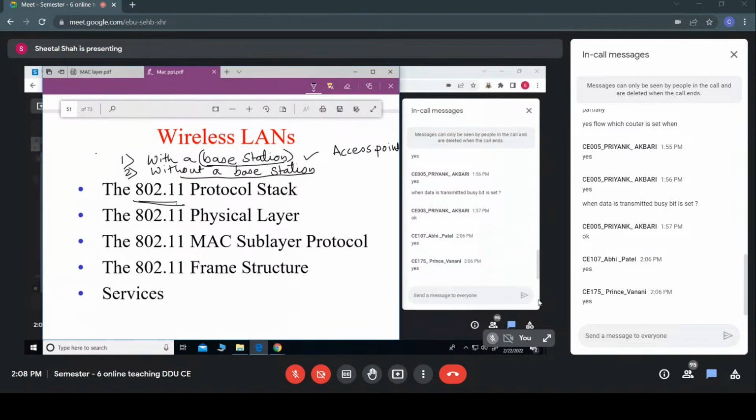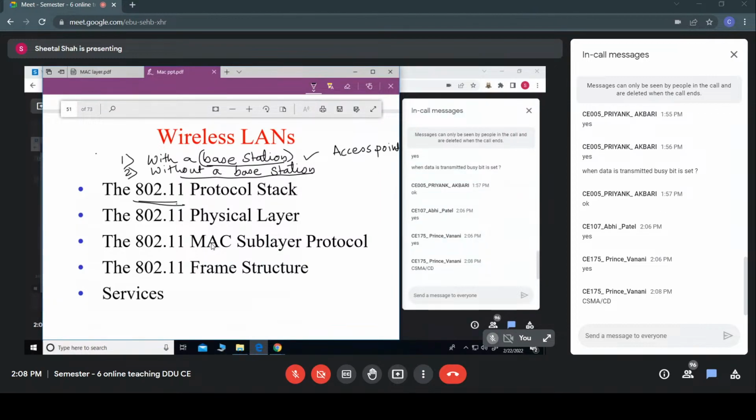Now even the wireless LANs are designed on the basis of Ethernet. And as we know, what protocol is used in Ethernet? CSMA-CD. But in case of wireless LAN, CSMA-CD cannot be used. Can you tell me why? What can be the reason? They cannot use CSMA-CD for the wireless LAN.